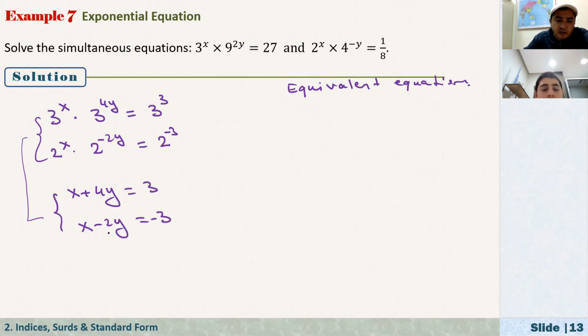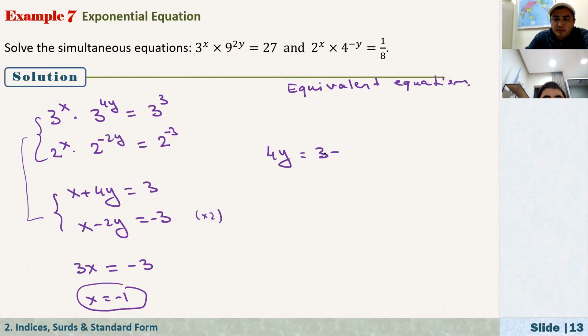If you multiply the second one by 2 and add them together, here we have 2x plus x, it is 3x. Negative 4y plus 4y is equal to 0. Negative 6 plus 3, negative 3. So what is x? x equals negative 1. If you substitute in the first one, here we have 4y equals 3 minus x, that is 3 minus negative 1. So from here, what is y? y is equal to 1. So the solution is x equals negative 1 and y is equal to 1.